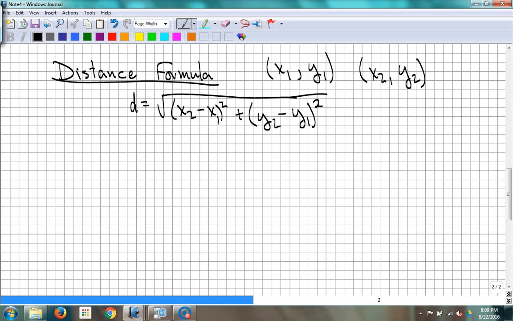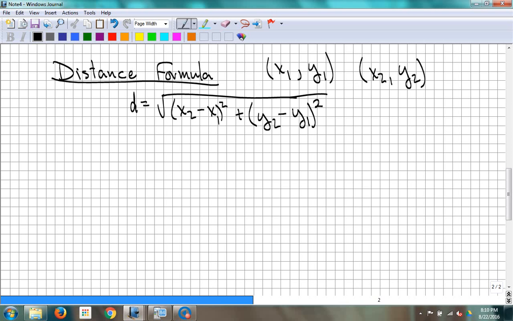So take your X values, subtract them, square that answer. Take your Y values, subtract them, square that answer. As long as you're putting X values together and Y values together, you can't screw it up, because that squaring takes care of everything. Because what kind of number do you always get back when you square something? Positive, always. Got to keep that in mind as we're working that.